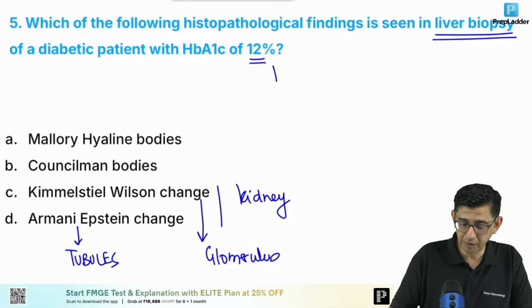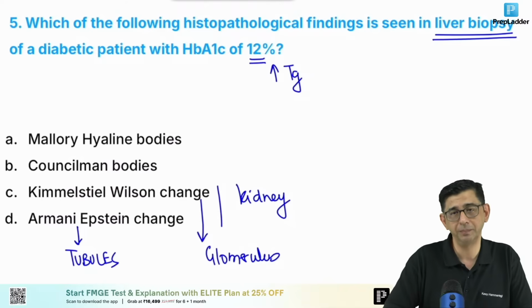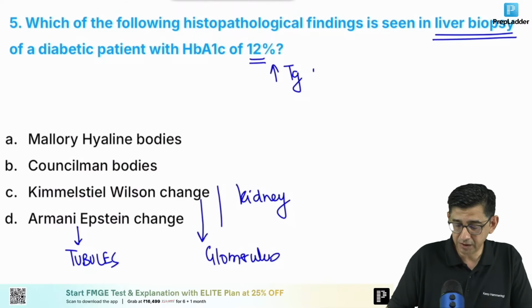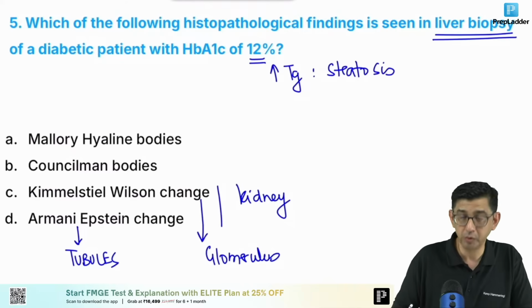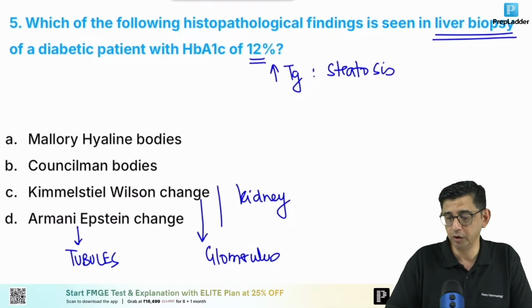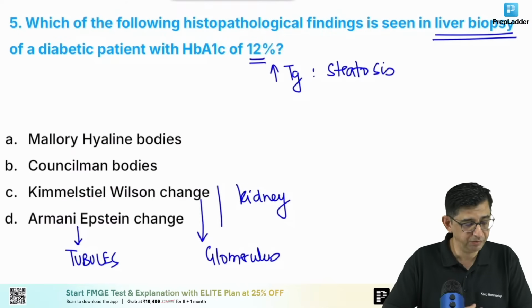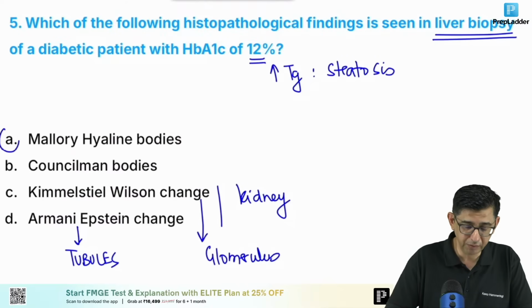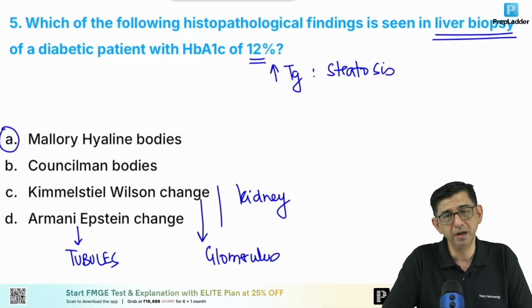In diabetes mellitus, there would be a deranged lipid profile. Triglycerides become more, and when triglycerides increase, they contribute to the development of steatosis. They will contribute to fat deposition in the liver. There would be development of non-alcoholic fatty liver disease, and the finding that we get in non-alcoholic fatty liver disease would be Mallory-Hyaline bodies.